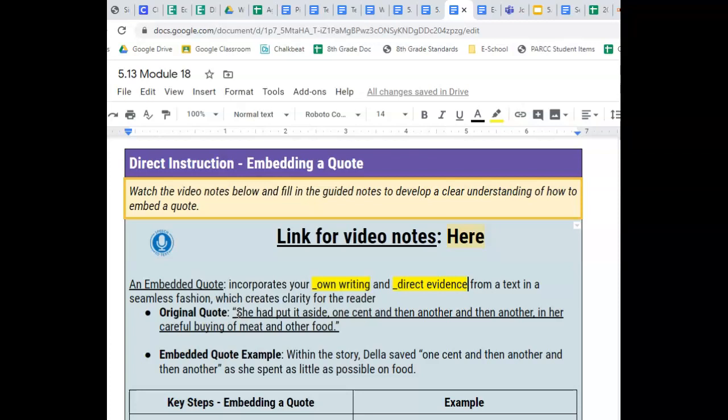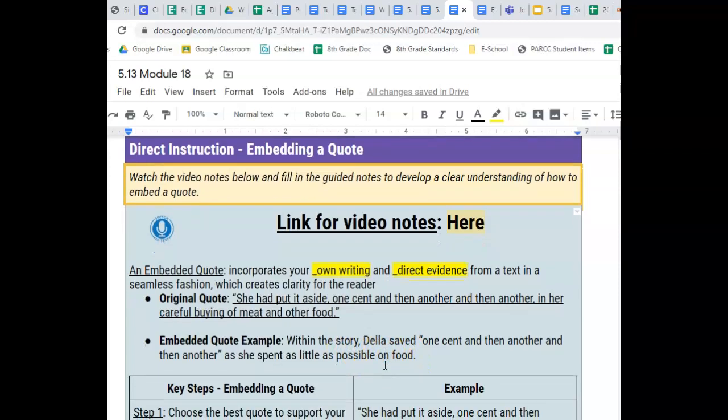"She had put it aside 1 cent and then another in her careful buying of meat and other food." Right? So I chose this piece of evidence, and now if I'm going to quote that, or embed it within a written response like an SCR or an essay, I might say, "Within the story, Della saved," and then quotations, because I'm going to actually pull this part from the original quote, "1 cent and then another" as she spent as little as possible on food. Right? This is a creative way of incorporating both the quote and your own writing, in that seamless fashion.